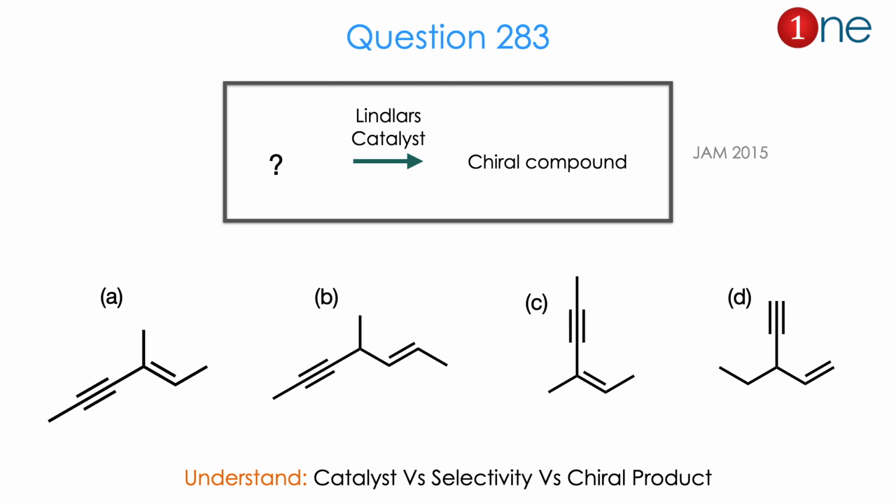And C1 is an alkyne and a double bond in conjugation. Both are cis to each other. In D, both are not in conjugation. Basically, you are playing between the double bond and the triple bond. So from the question of starting material with Lindlar catalyst and chiral product, you might understand the question is really about the catalyst versus its selectivity versus the chiral product. The answer is B. Let us see how.